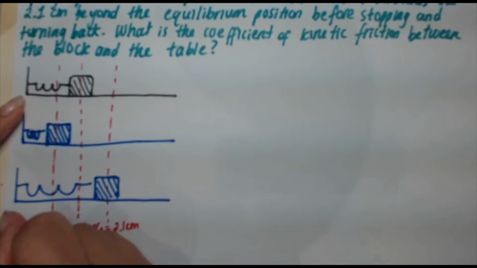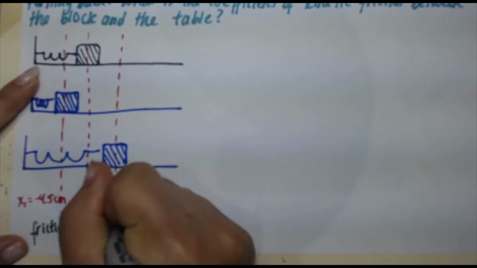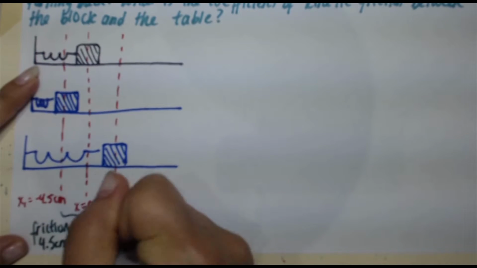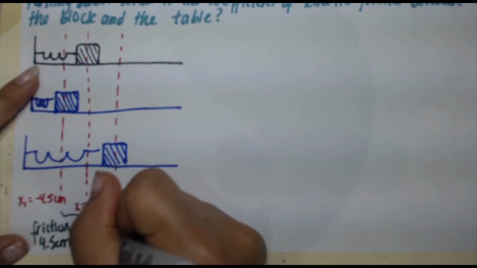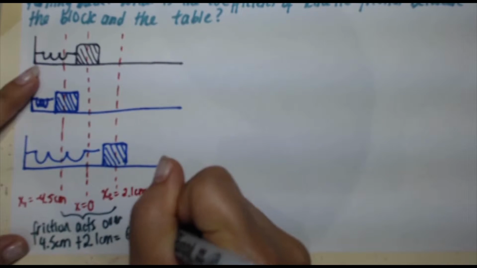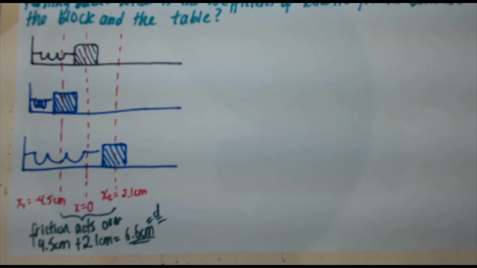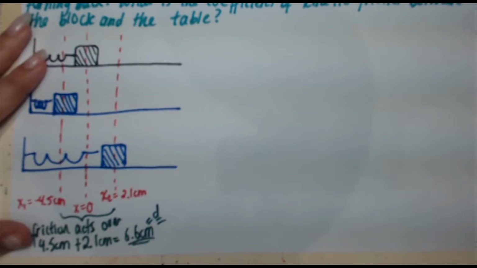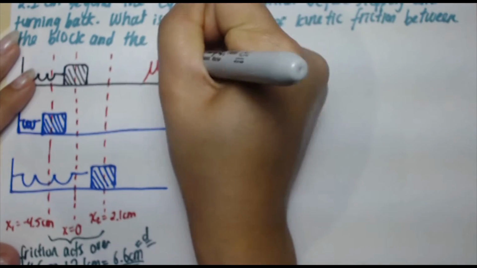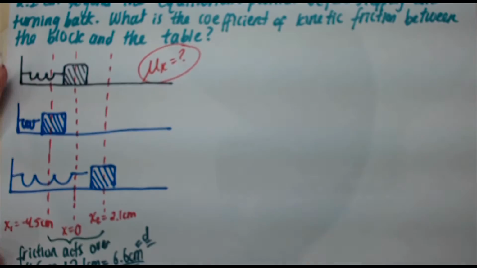So we can say that friction acts over 4.5 centimeters plus 2.1 centimeters, which is equal to 6.6 centimeters. So that's going to be our distance over which friction is occurring. And in this problem, the whole goal is to look for mu k, the coefficient of kinetic friction.